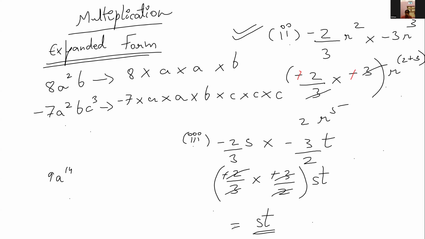But they will not give you that big an expanded form. It will be in 1 line only, not more than that. So just look at the power. Whatever power you have, write that variable that many times, put multiplication signs in between, and it's done. Simple.